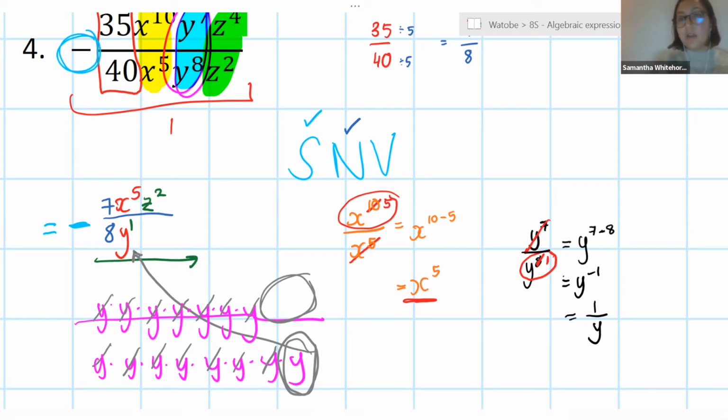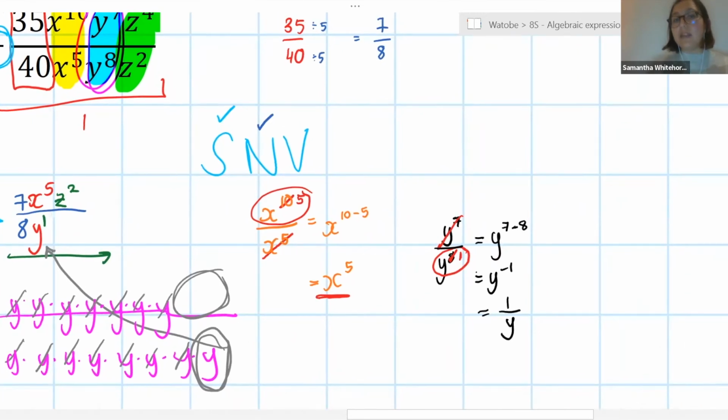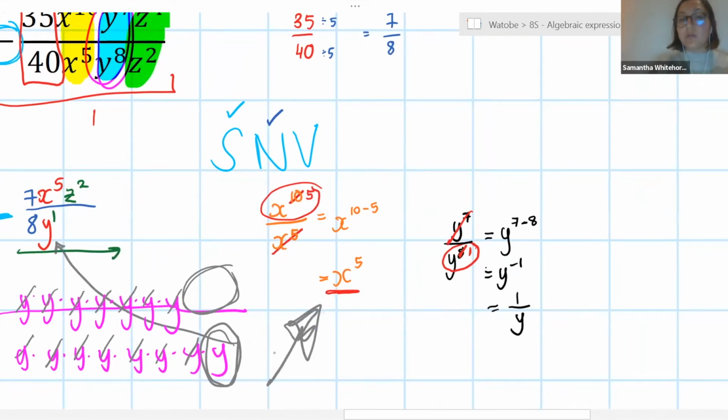Okay, but writing it out like that can become a little bit tedious. And that's why we then have these exponent laws that we've spoken about previously. And like we said, they are on the website, so you're welcome to go and have a look at them.